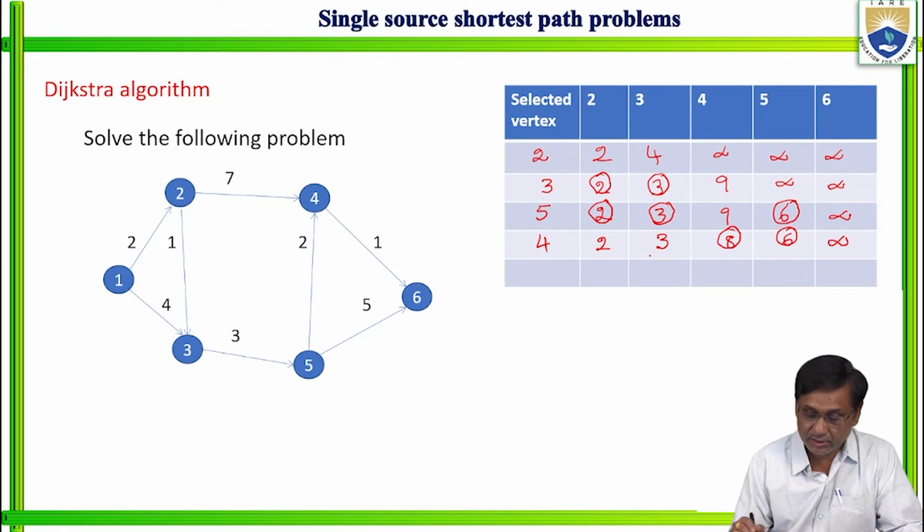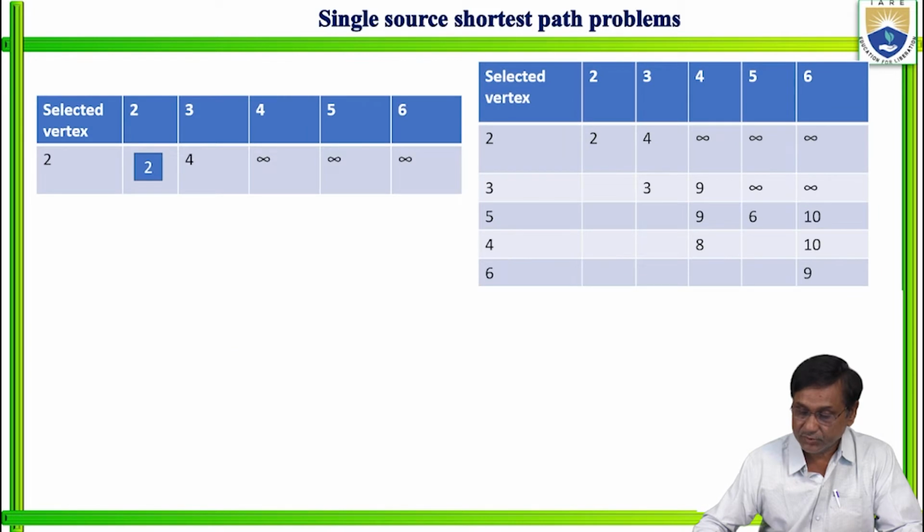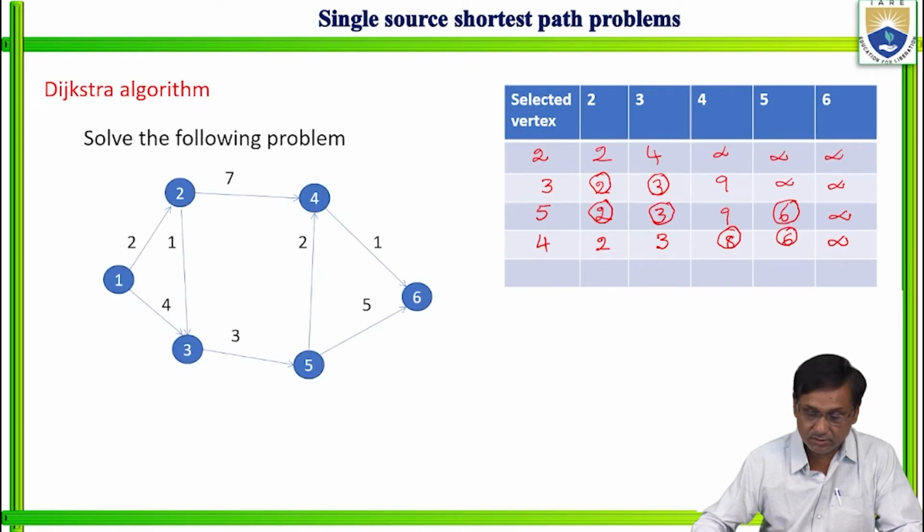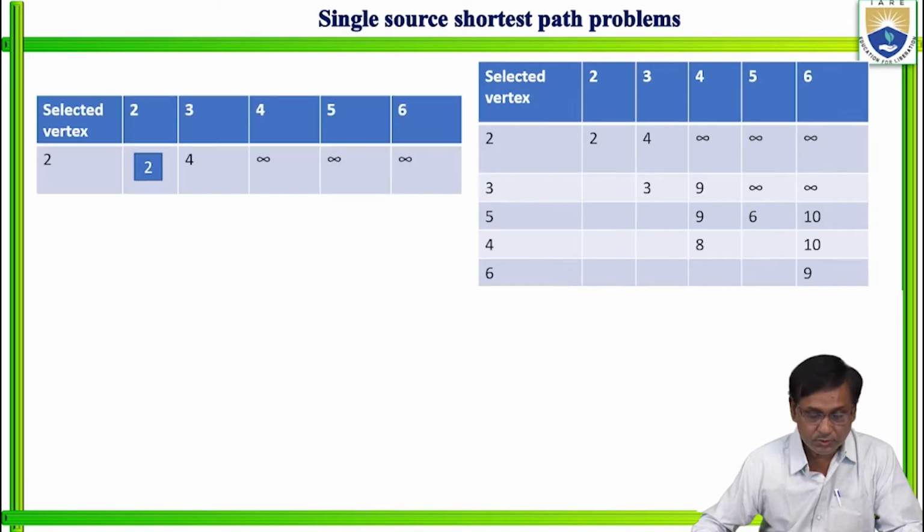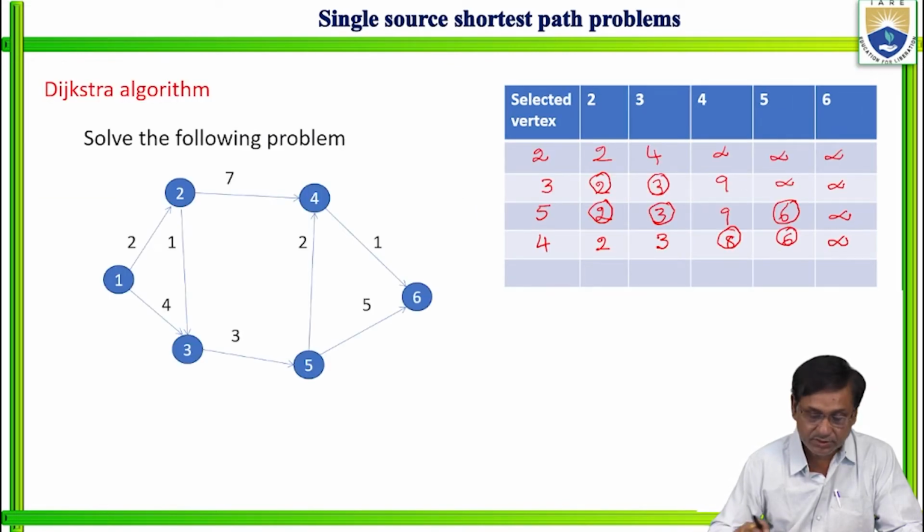Next, coming to the last one, after finding the vertex 4. After finding vertex 4, how much may this distance be? 3 plus 5. 2 to 4 is 7, and 7 to 1 is 8. Now you can see this. This distance is 10. This distance is 10. So after finding 5, the distance of 6 is 10.